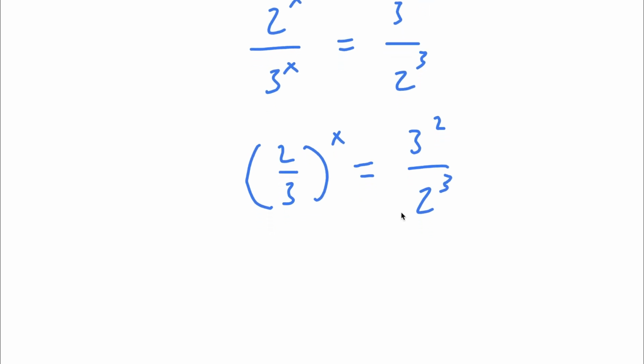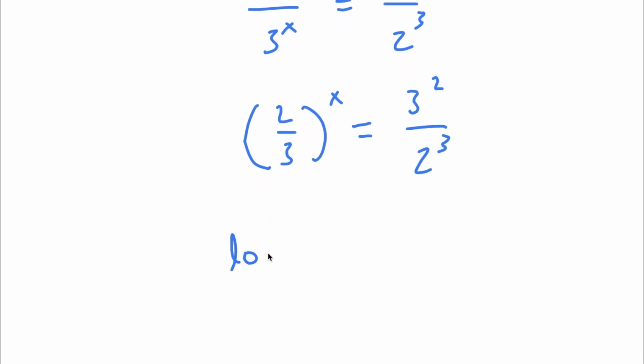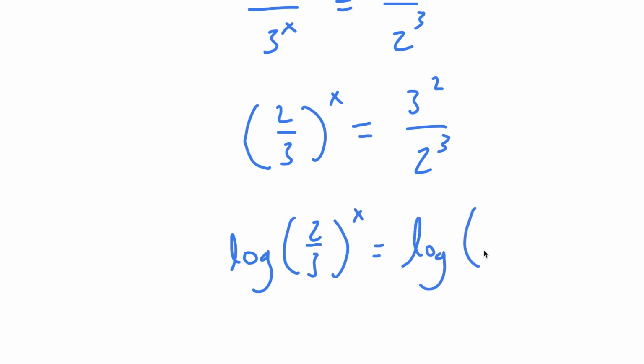And now if I take my log on both sides, I have log of 2 over 3 to the power of x is equal to log of 3 to the power of 2 over 2 to the power of 3.